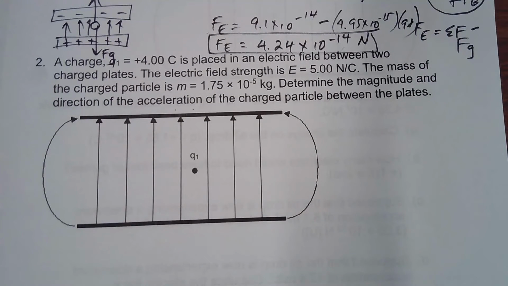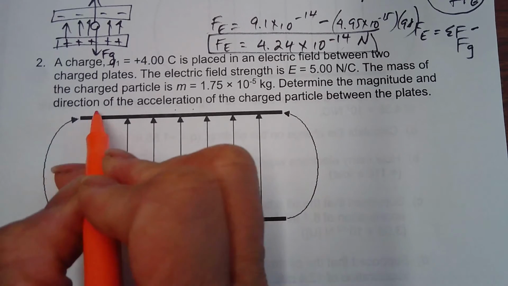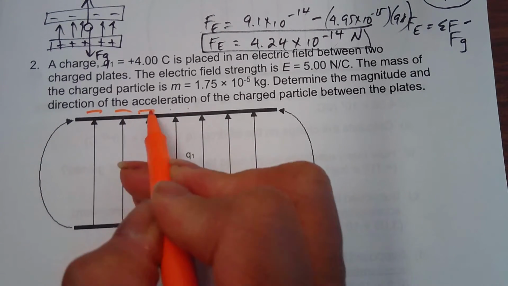What do we have here? You got charge Q1 of 4 coulomb placed in an electric field between 2 charged plates. Let's identify the charges of the plates first. What are the charges of the plates? What's on the top and what's on the bottom? Okay. And you guys know that. Why?